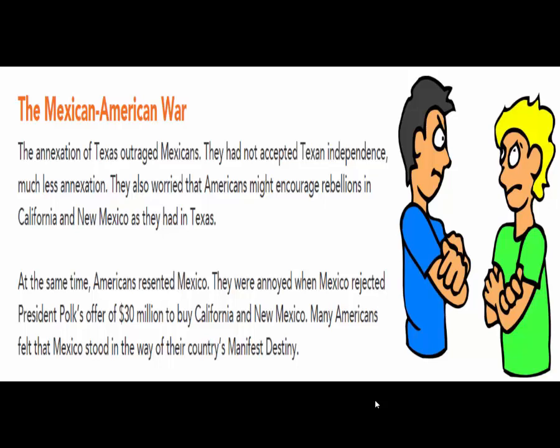Question 11. Why was the United States angry at Mexico in 1845? Well, we were angry because, number one, they refused to take our generous offer of $30 million to buy California and New Mexico. And secondly, we felt like they were standing in the way of our country's manifest destiny.